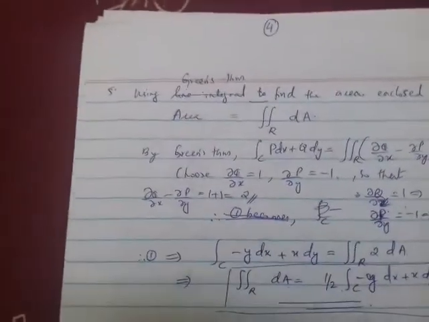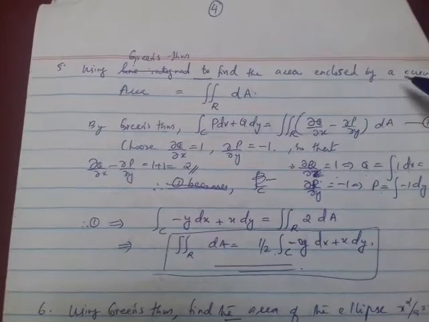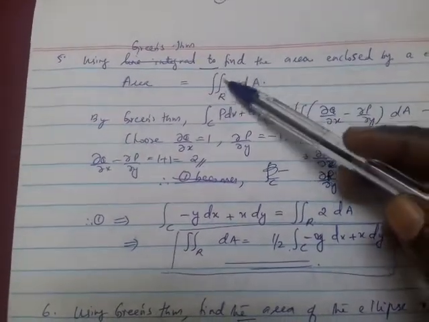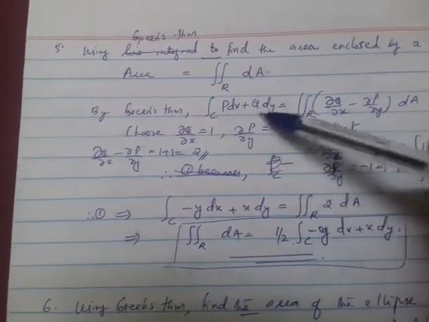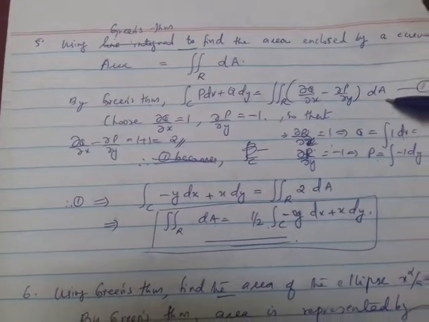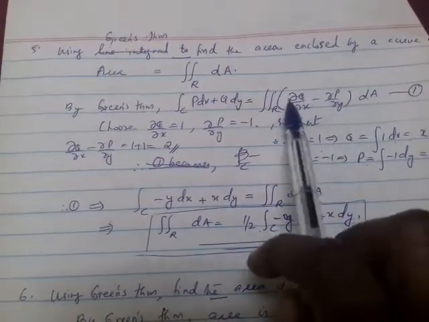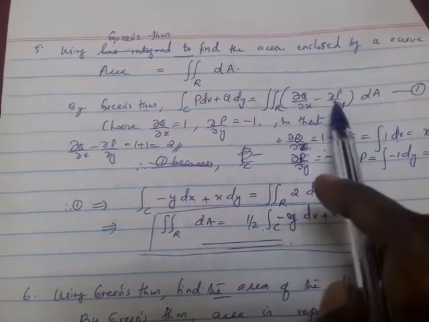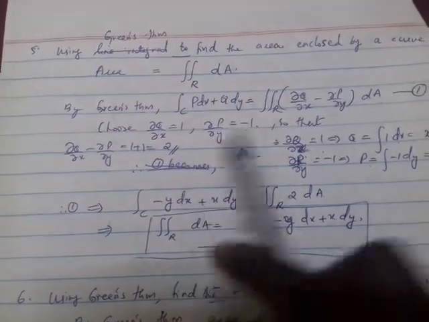So next one, using Green's theorem, find the area enclosed by a curve C. What's the formula to find the area? Double integral over R dA. By Green's theorem, integral over C P dx plus Q dy is double integral over R of dou Q by dou x minus dou P by dou y dA. Here for double integral dA, this difference should be a constant. So I put dou Q by dou x as 1 and dou P by dou y as minus 1. Then 1 minus minus 1 gives 1 plus 1, 2. So it is 2 dA.